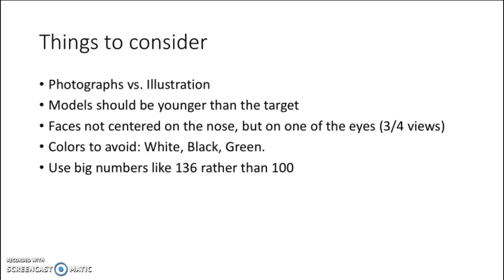The last slide I have here are just some things to consider. You don't have to have a photograph. It might be more beneficial for you to have an illustration. So Time Magazine will often use illustrations instead of just photographs. Any models that you use should be younger than your target audience. Everybody wants to see themselves as a little bit younger, except for teens. And we don't want to have models that are younger because teens want to be seen as older. Faces are typically not centered on the nose, but on one of the eyes, so you get that 3/4 perspective. It's more flattering and adds depth.